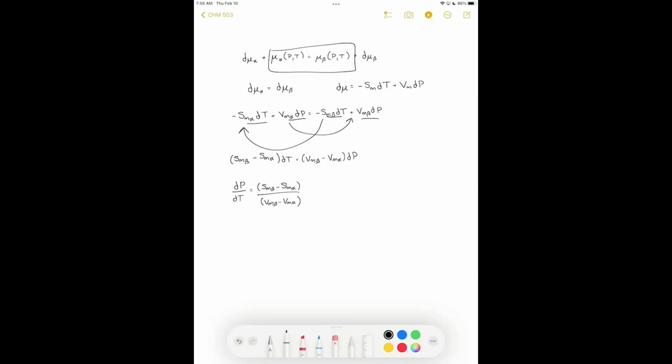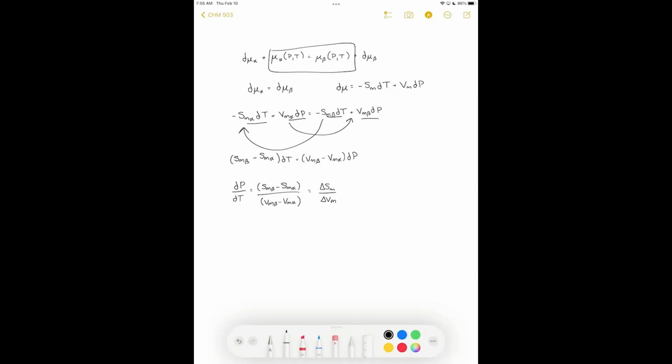And so essentially we can see that when we have a change in temperature and pressure for two substances that are in equilibrium, the way that pressure changes with respect to temperature is equal to how the molar entropy changes with the phase change and also the molar volume. And we often simplify this as delta Sm over delta Vm, where delta Sm and delta Vm are the change in molar volume and entropy upon the phase change that we are investigating.